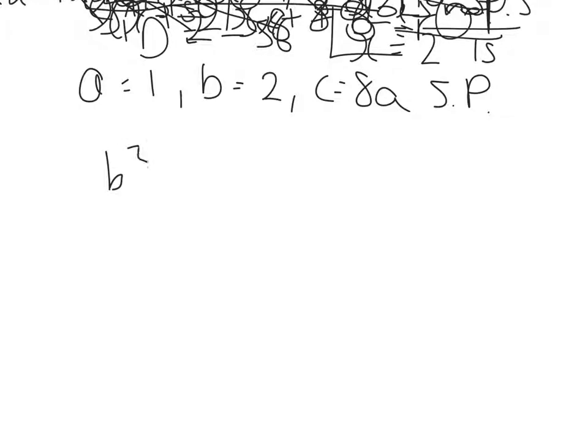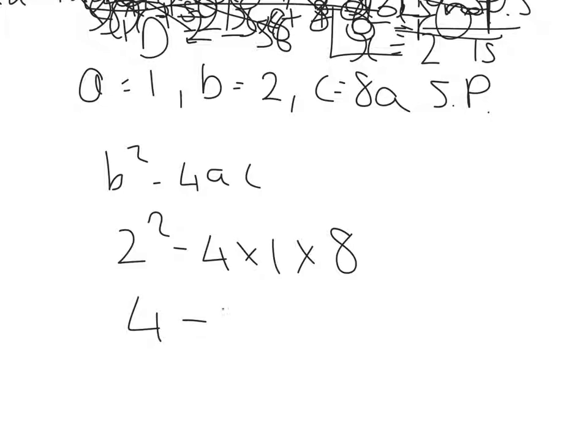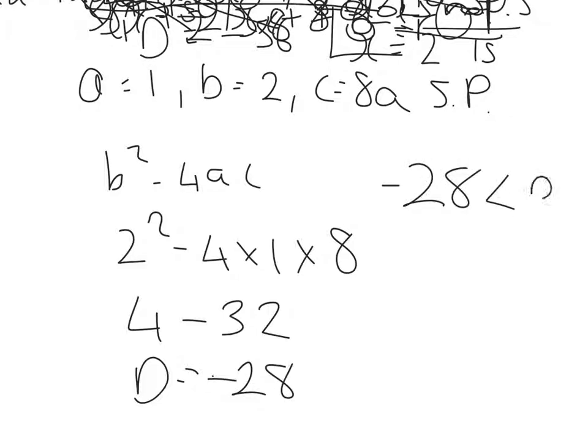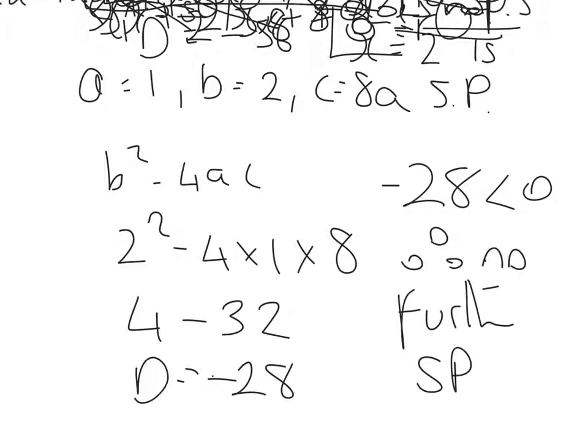So b squared minus 4ac, that's 2 squared minus 4 times 1 times 8, that's 4 minus 32. So d is equal to minus 28. So minus 28 is less than 0, therefore no further stationary points.